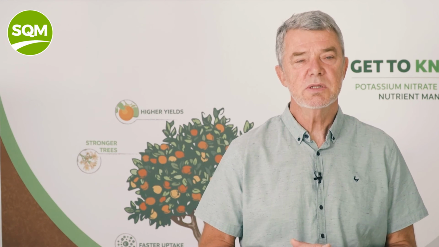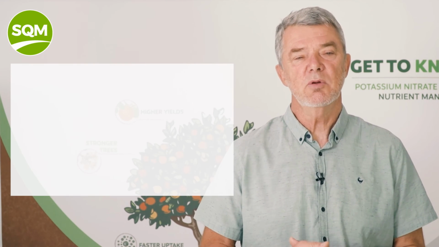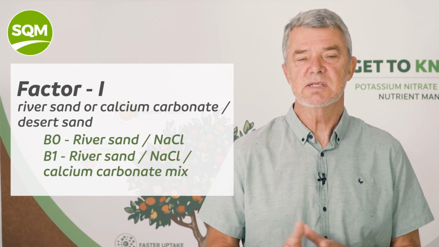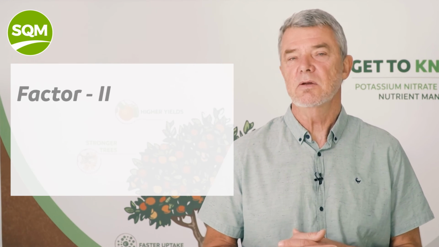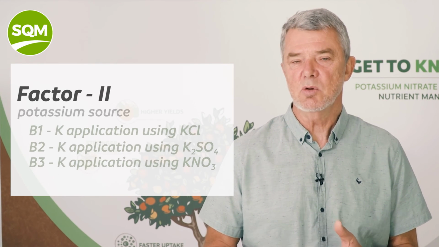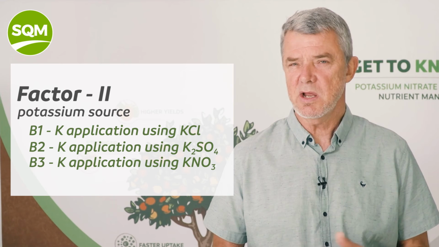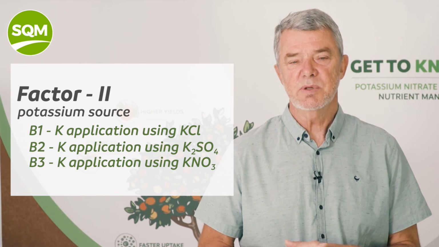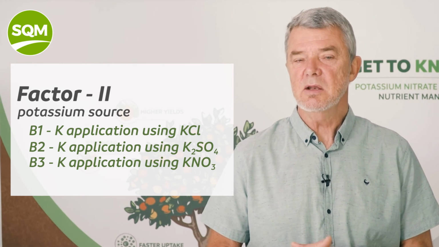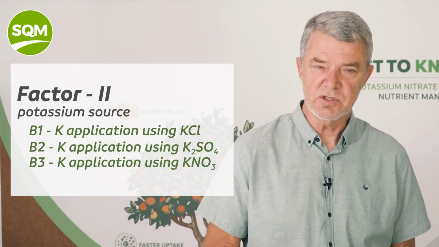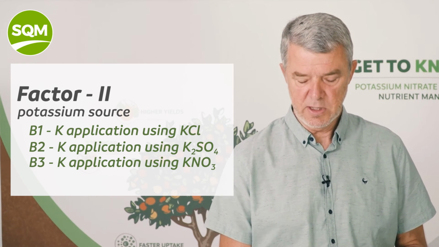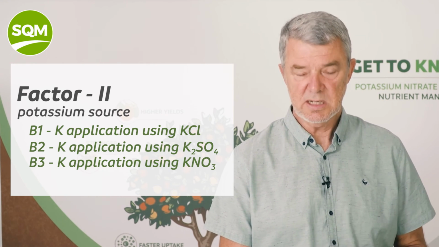So they're the 2 treatments: the river sand plus sodium chloride factor 1, and also the river sand and sodium chloride and calcium carbonate. And then the second factor, we're using potassium chloride, potassium sulfate, and potassium nitrate as a potassium source. And then obviously the potassium chloride and the potassium sulfate had to have a different nitrogen source to make up for the nitrogen. So the K and N were exactly the same.